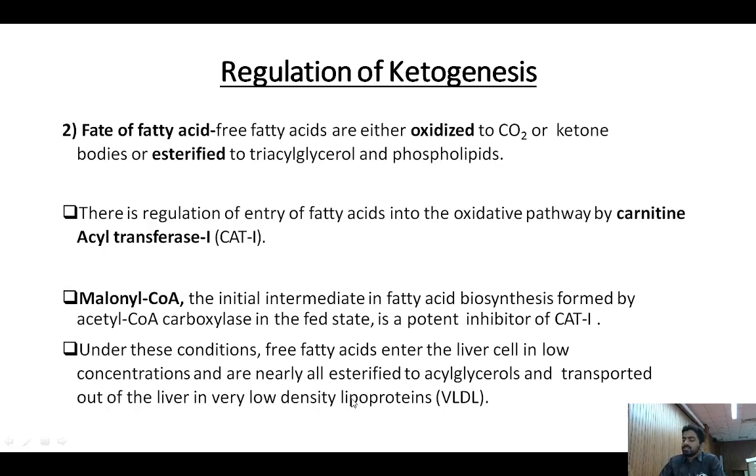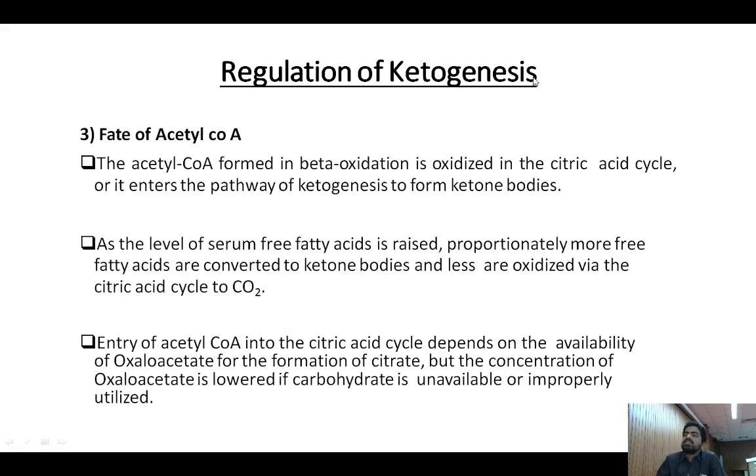So this you will see in the lipoprotein part. Third is the fate of acetyl coenzyme A. The acetyl coenzyme A formed in beta oxidation is oxidized in the citric acid cycle, this you know, or it enters the pathway of ketogenesis. I told you, acetyl coenzyme A either can go into the citric acid cycle or into the pathway of ketogenesis. As the level of serum free fatty acid is raised, proportionally more free fatty acids are converted to ketone bodies and fewer are oxidized via the citric acid cycle.